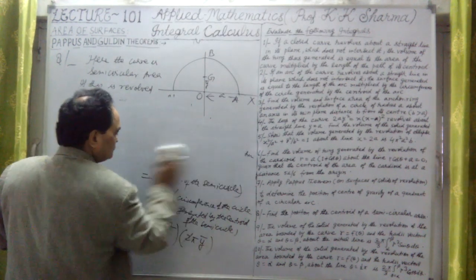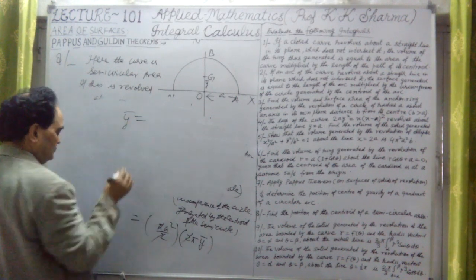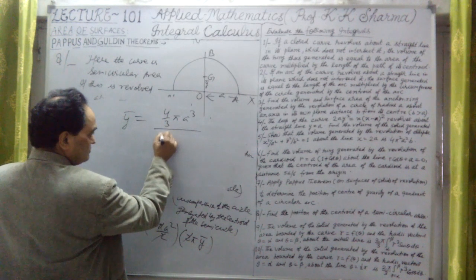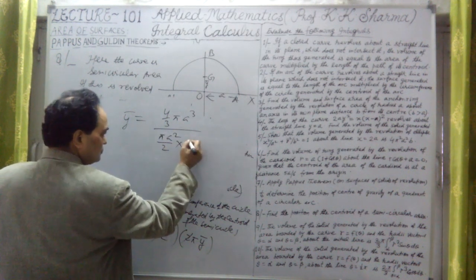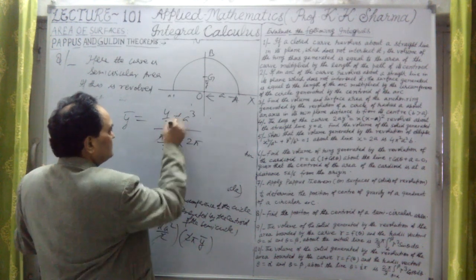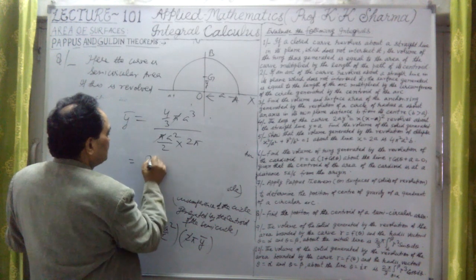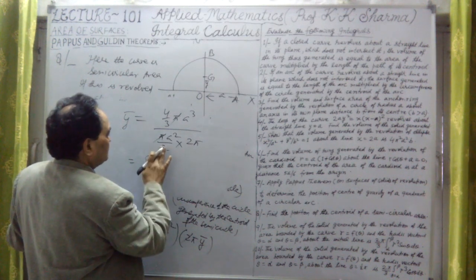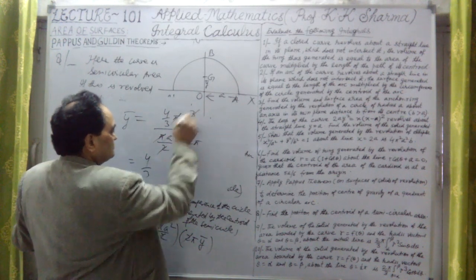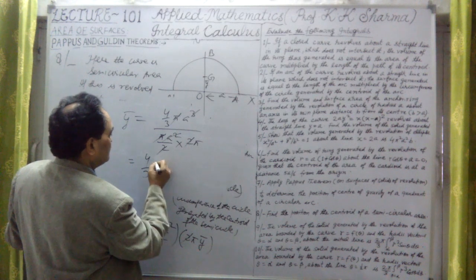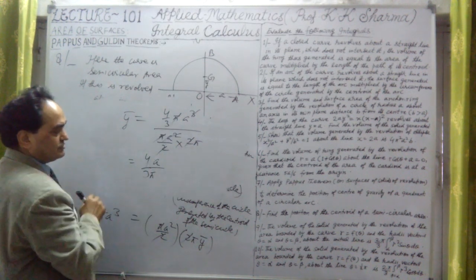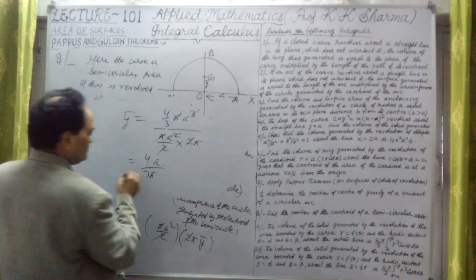Therefore, y bar is equal to, we have to find out the position, 4 by 3 pi a cube divided by pi a square upon 2 into 2 pi, because we have taken y bar here. So 1 pi cancelled out, and the 2 cancelled out, so it will be 4 by 3. Now 1 a is left over, and 1 pi is also there. This is 4 a upon 3 pi, with 3 into pi in the denominator. So this is y bar here.